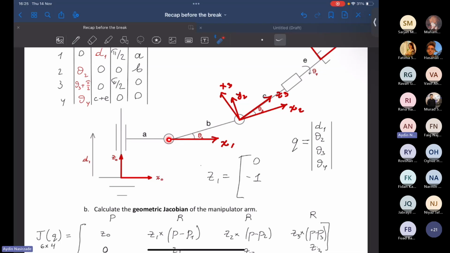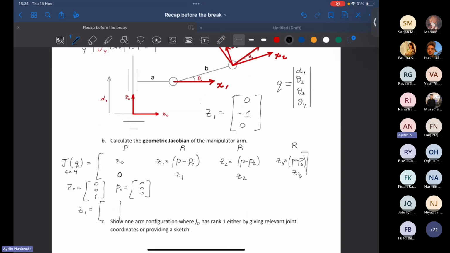Again, let's ask the same thing. What is the projection of that small unit vector along z0? 0, it's perpendicular to it. So it's going to be 0 as well. That's it. So z1 is 0, -1 and 0.